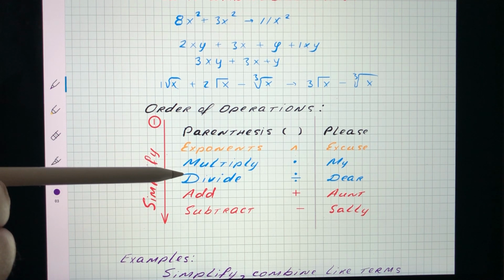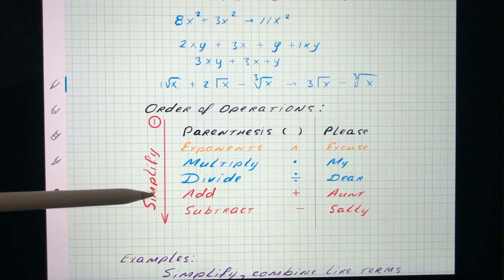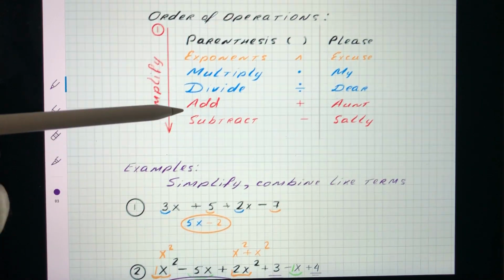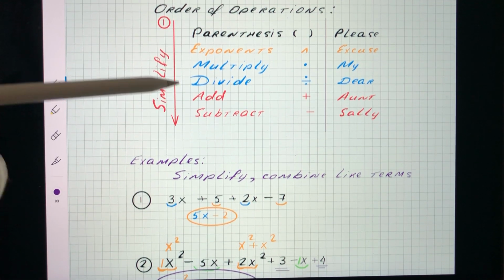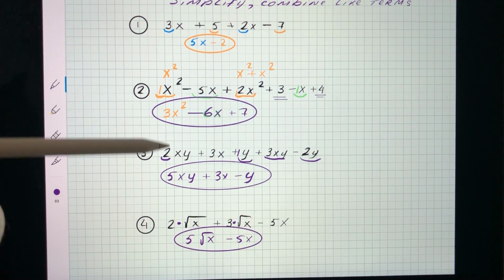And we can do multiplication and division in the same order. We can do addition and subtraction in the same order. And in the previous video, we looked at how to do addition and subtraction. Now in this video, and so here were the examples that we have considered, the first 4 examples.